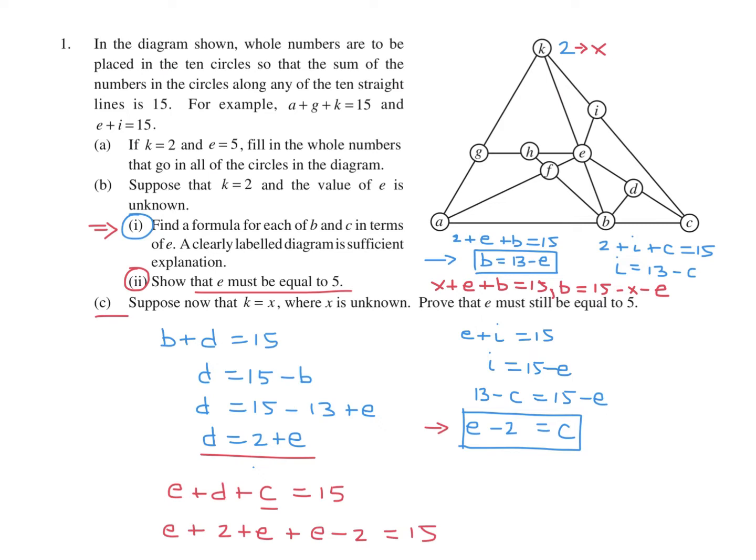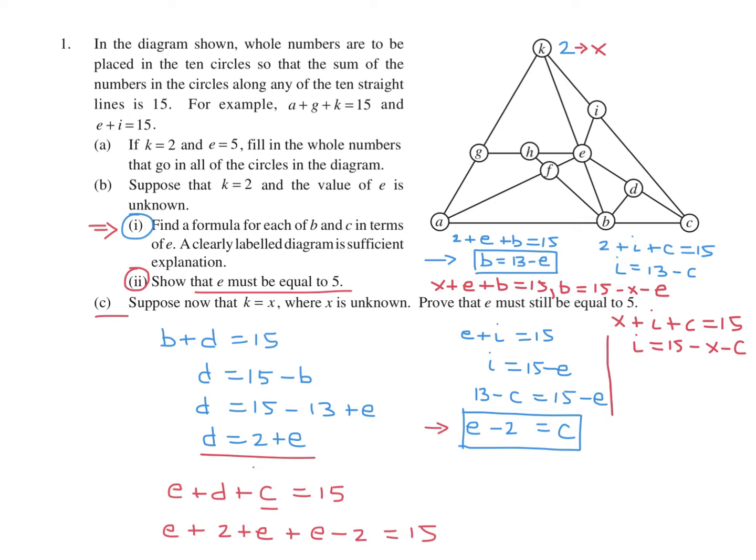Same thing over here. This equation we previously did for K equals 2 for that line, but now K is X, so instead of 2, we have to put an X. So X plus I plus C is 15. That means I is equal to 15 minus X minus C.